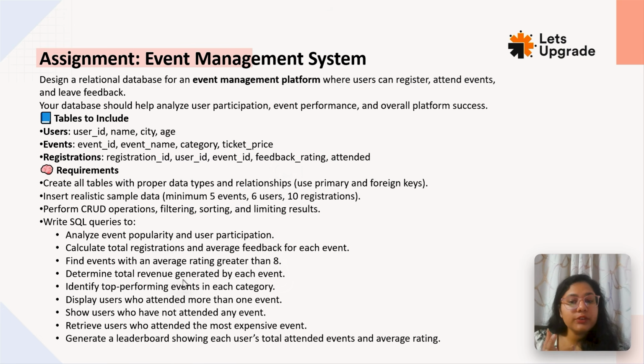You have to determine total revenue generated by each event through ticket price. From the number of users who have enrolled in the registration, you can do the join and get that value. You have to identify top performing events in each category. Then display users who have attended more than one event. Then show users who have not attended any event. How will you get users who have not enrolled in any event? Basically the users who are not part of the registration table have simply not attended.